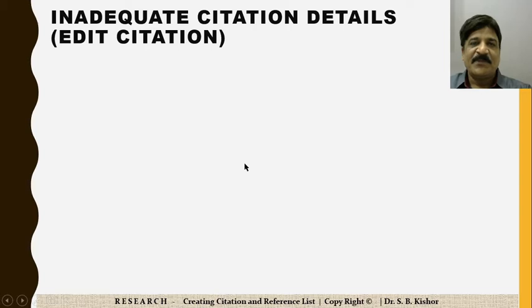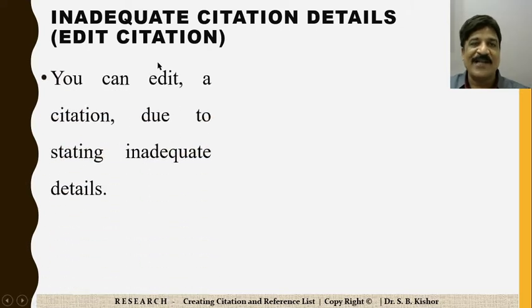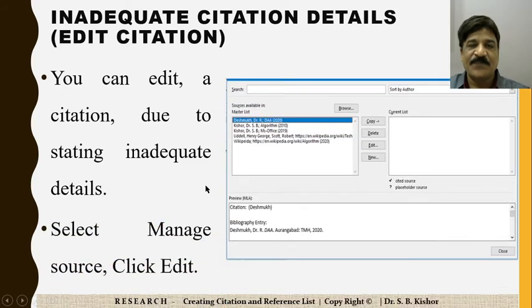Now, it might be possible that you have sources, but you don't have enough detail about them. You are able to edit your citations once you get that particular information later on, by means of Edit Citation. So you can edit a citation that states inadequate details. So how to do it? Select Manage Sources and click Edit.